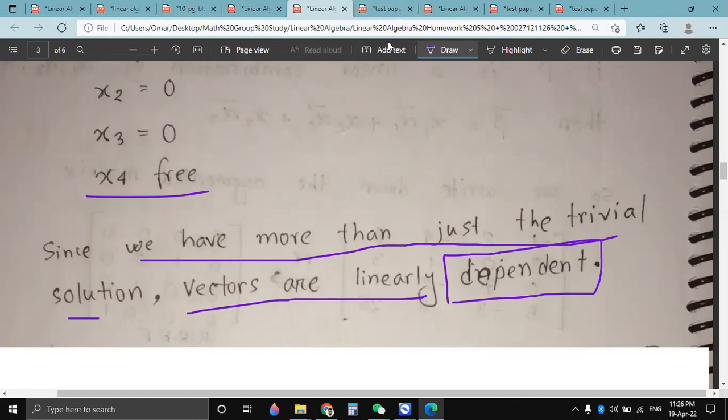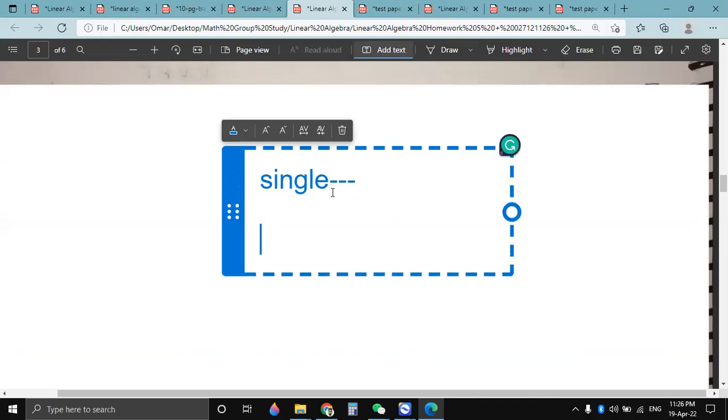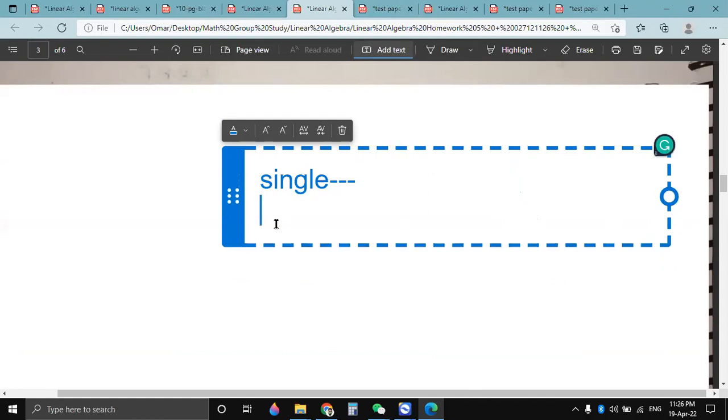So let me write down the tricks again here. So if you are single, for example, you are single, right? That means you are not yet married. So you have a lot of choice to choose your husband or choose your wife. So lot of choice.